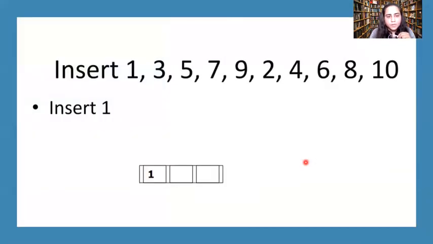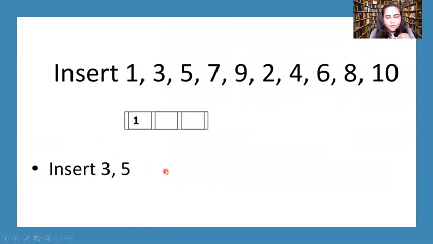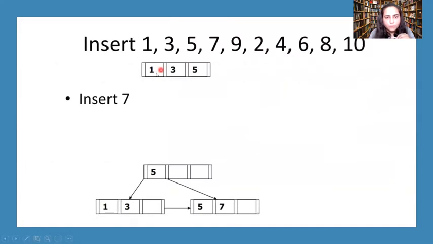So let's see. I want to insert 1, 3, 5, 7, 9, 2, 4, 6, 8, 10, and the order is 4. That means each parent can have a maximum of 4 children, and each node can have a maximum of 3 keys. So let's insert 1. Inserting 1 is very easy. You just have to place it over here. Then we insert 3 and 5. 3 and 5 is also not a big problem. We inserted 3 and 5. Next, we need to insert 7.